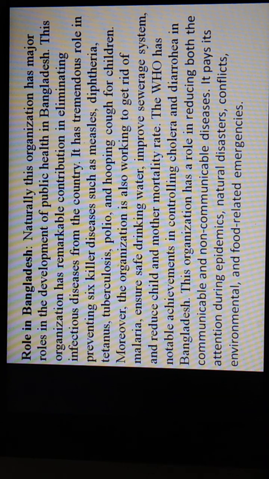This organization has notable role in Bangladesh. It is trying to prevent 6 deadly killer diseases such as diphtheria, tetanus, tuberculosis, polio, whooping cough for children in Bangladesh. It is also working to get rid of malaria and other deadly diseases in Bangladesh. It conducts research activities in Bangladesh.